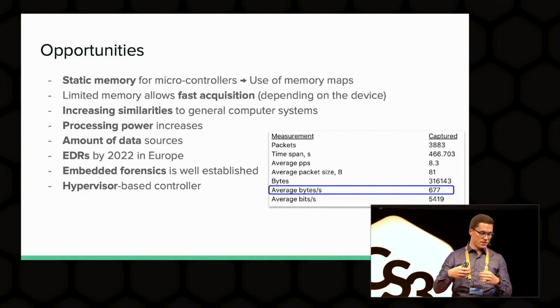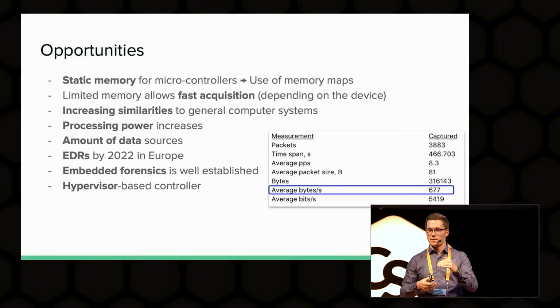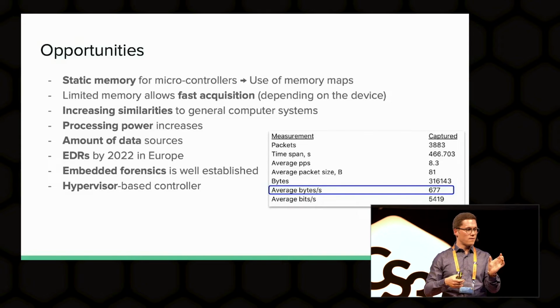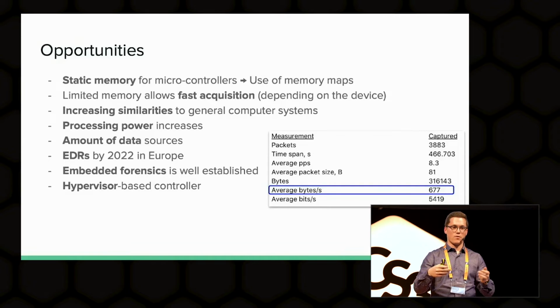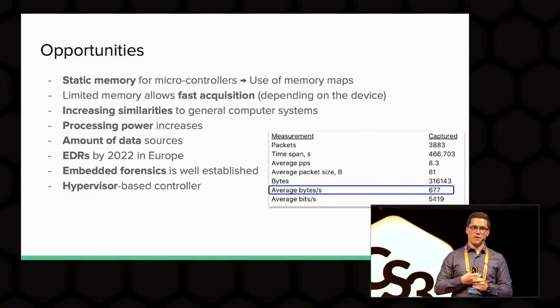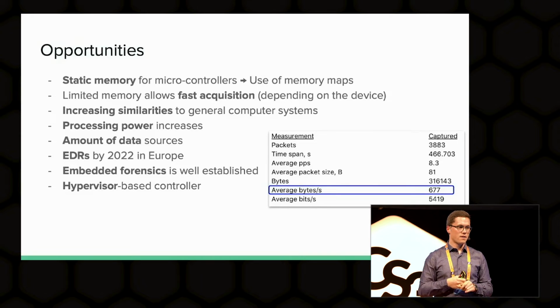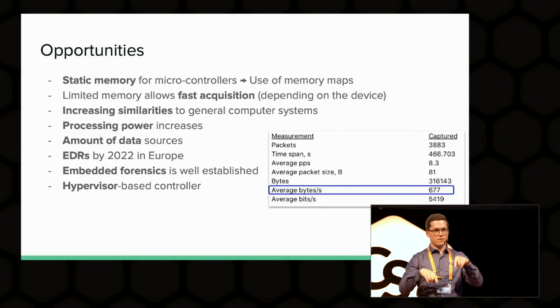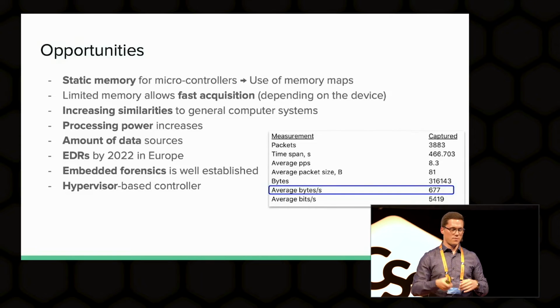Next, embedded forensics is very well established. In addition, the similarities between general computer systems and vehicles are increasing, so we can learn a lot from both domains and use it in the automotive forensics domain. In the future, we will also have hypervisor-based controllers, which means we have one big hypervisor, and we can perform different operations within those separated hypervisors.